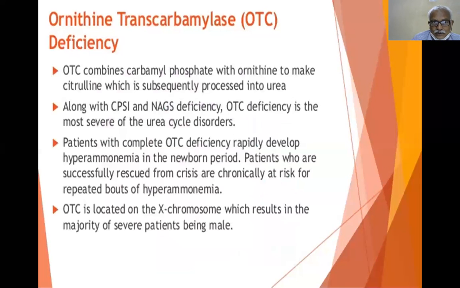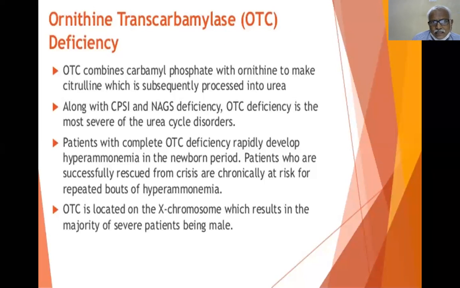So remember this. Repeatedly I am showing that OTC combines carbamoyl phosphate with ornithine to make citrulline, which is subsequently processed into urea. So at every step in this urea cycle, all the 5 steps are more important. All the 5 enzymes are most important. That's why I'm trying to drive the point into your brain at this stage of your life. So most of you, when you understand this urea cycle, you will be successful pediatricians and successful neonatologists at a later stage of your life.